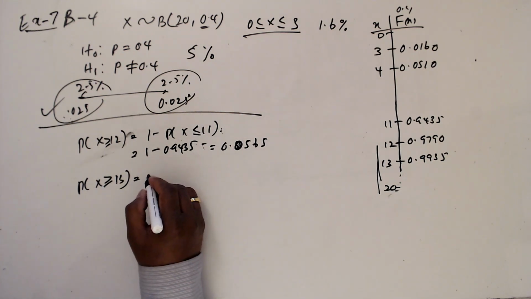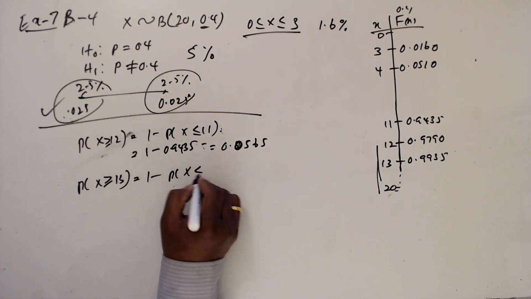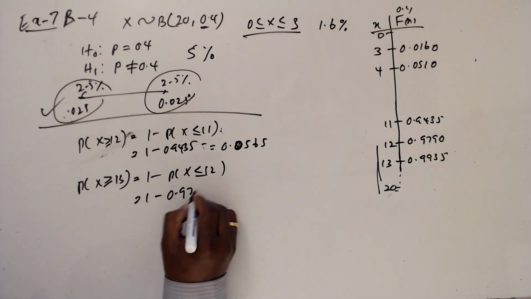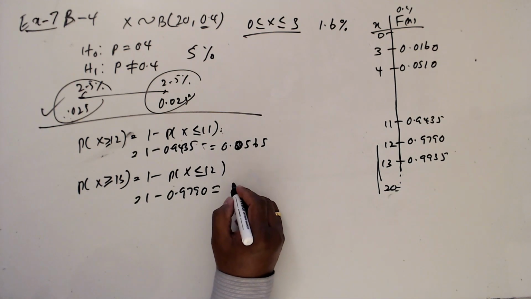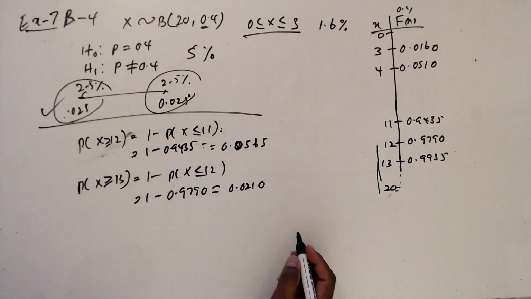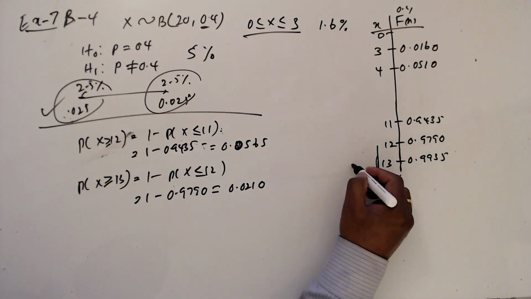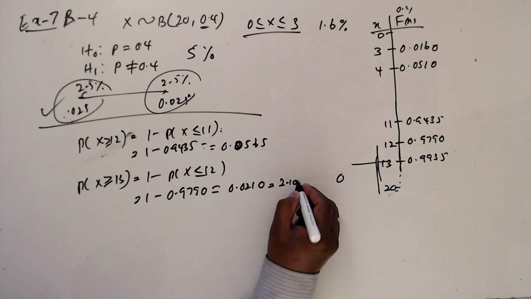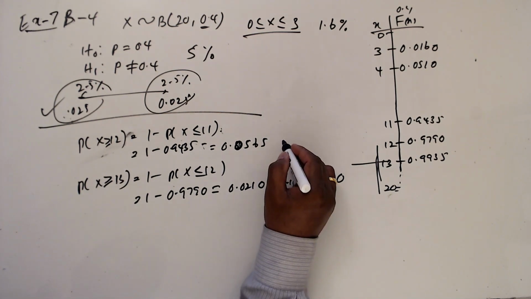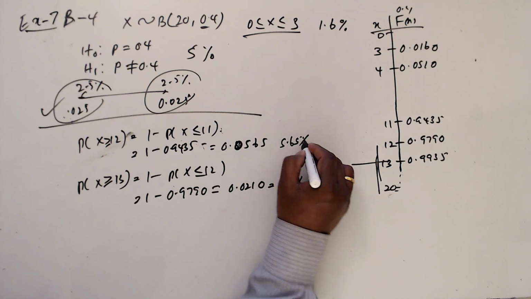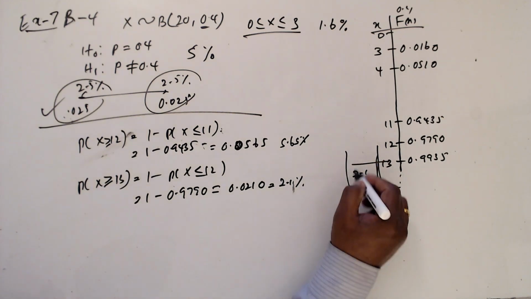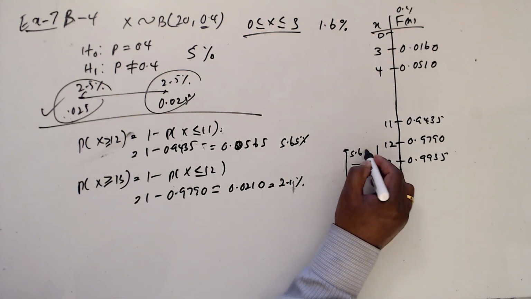And the probability of x greater than or equal to 13 is 1 minus 0.9790, which is going to be 0.0210. As a percentage, that is 2.1, and this one is 5.65. So up to here it is 2.1, and up to 12 it is 5.65.